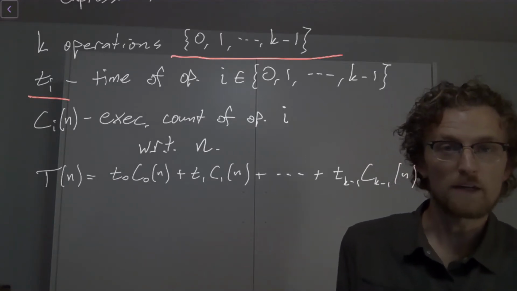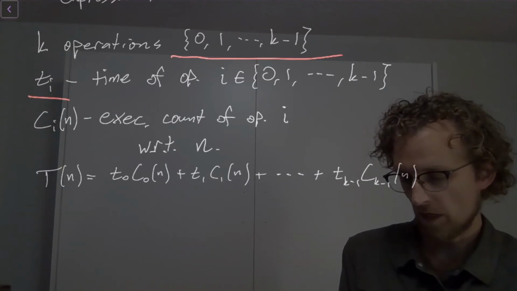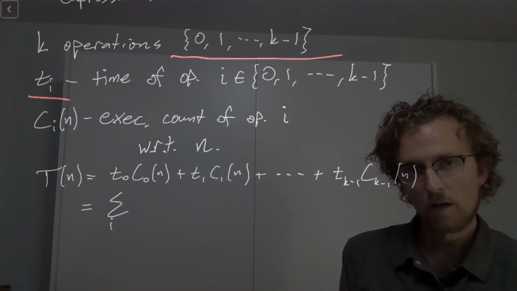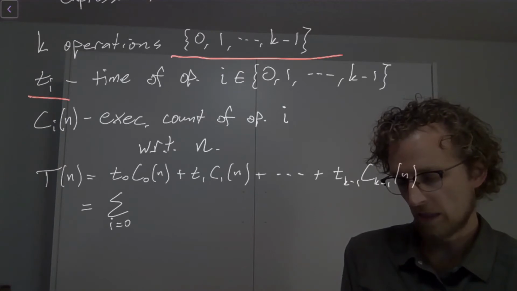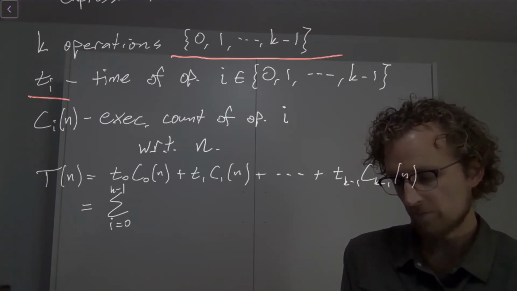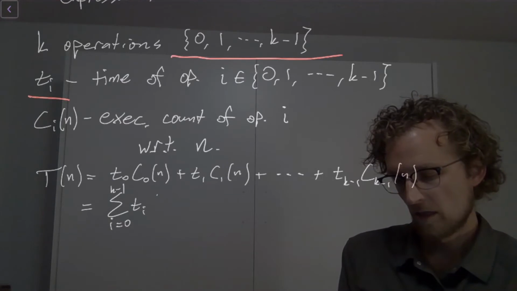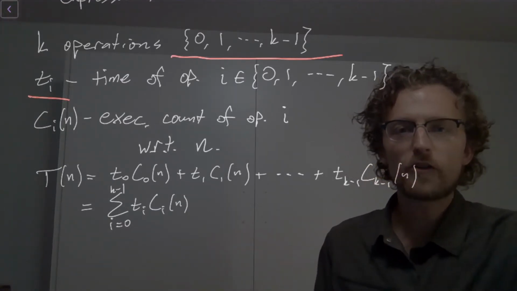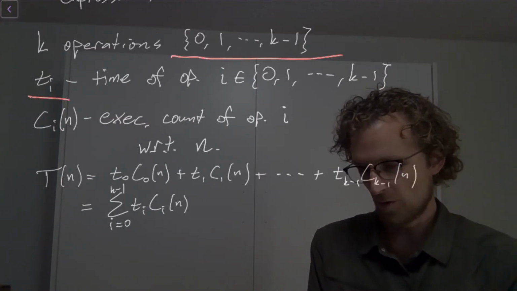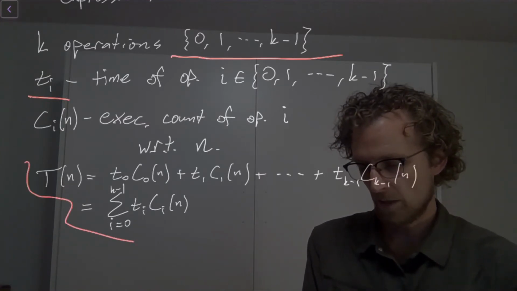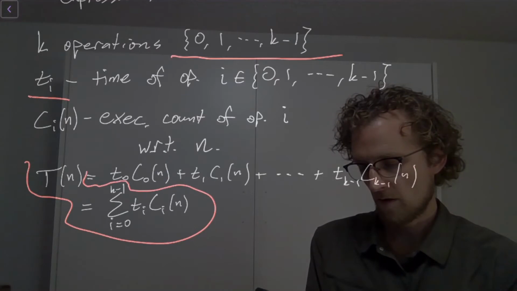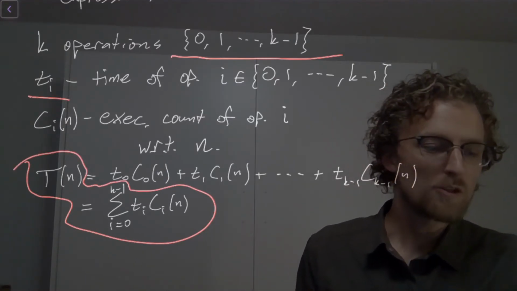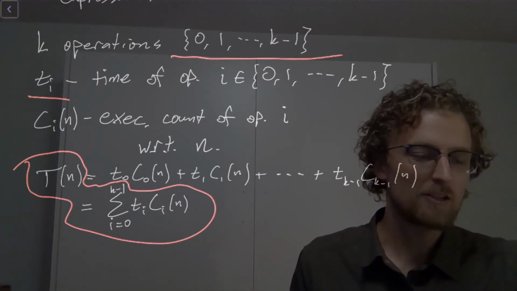And I can rewrite this using some more compact notation in the following way. I can say this is the sum from i beginning at 0 up to k minus 1 of t_i c_i of n. Right? And there's our expression. Okay, there's the whole thing. So if I circle this piece right here, that captures it.